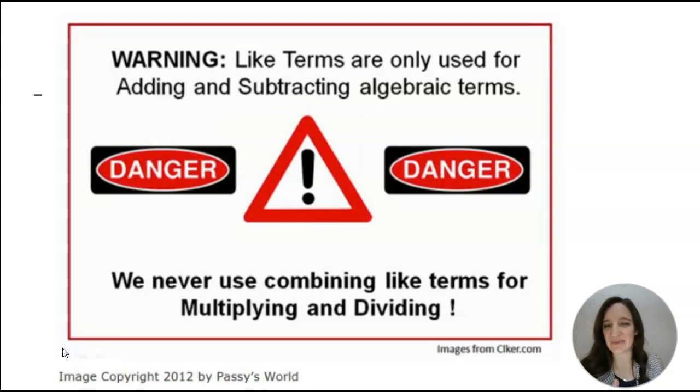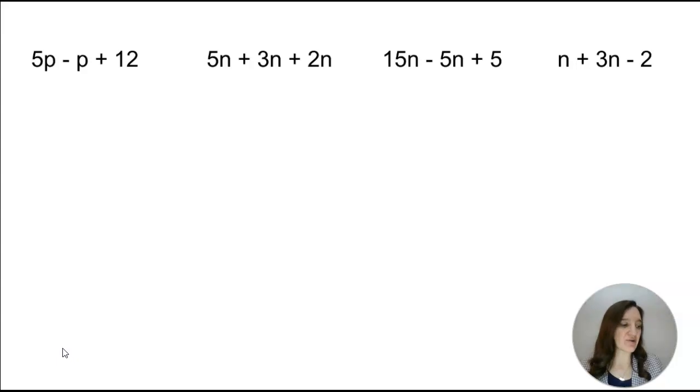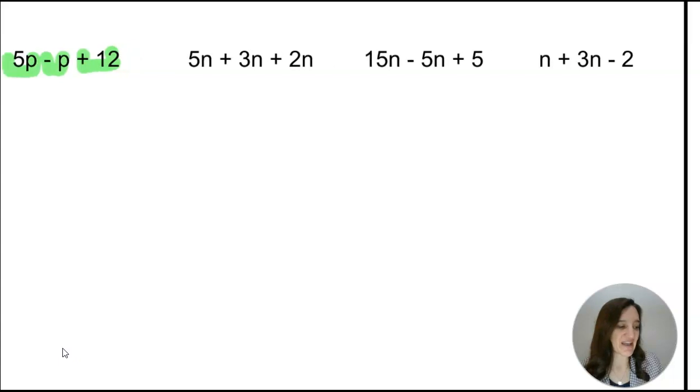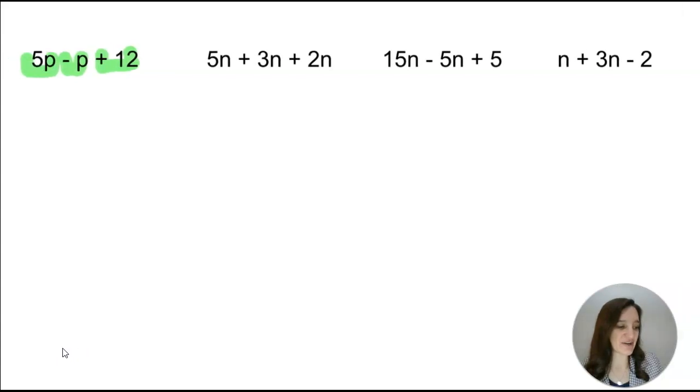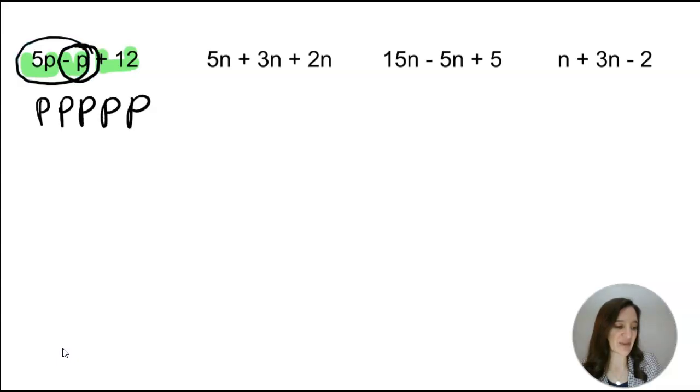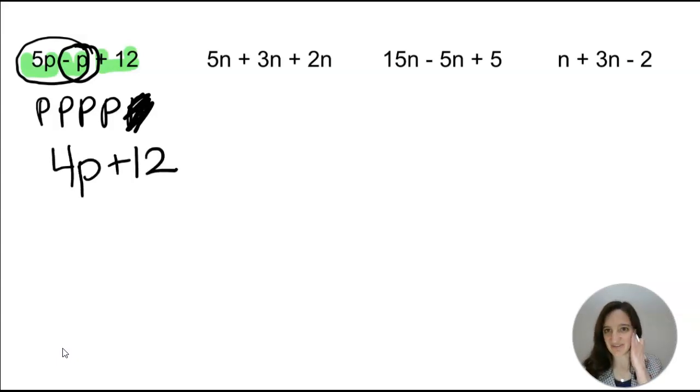We're going to talk about multiplying algebraic expressions in a later lesson. So today we're only going to see adding and subtracting. All right, let's work on this. We've got 5p, -5, and plus 12 for our terms. And what are the like terms? We've got a 5p, so here's 5p, and we need to take a p away. So what are we left with? We're left with 4p plus 12.